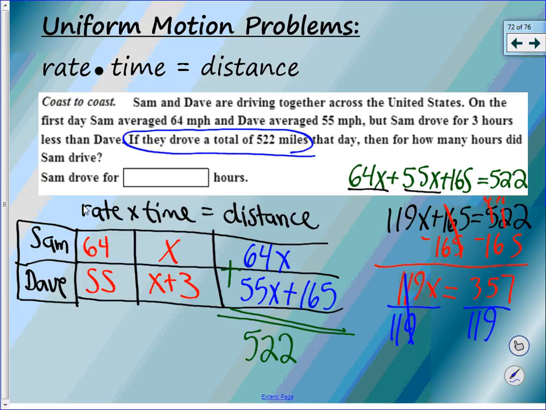Is it just 3? So, how many hours did Sam drive for? Looks like Sam drove for 3 hours, because we defined the hours that Sam drove, or the time that Sam drove, as x.